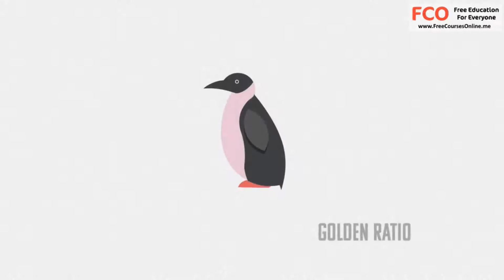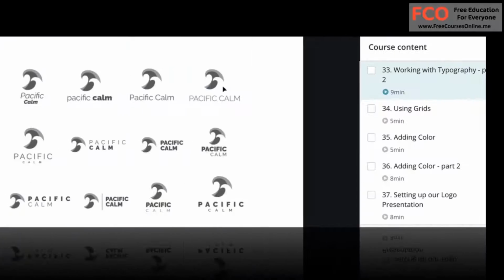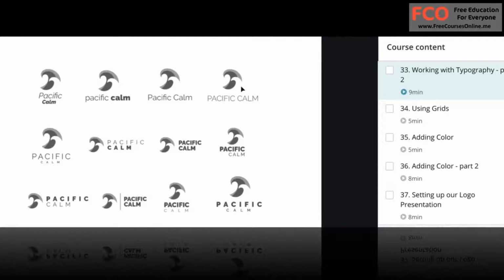The next section will get into creating our golden ratio based logo design. This one will be a bit more detailed, working with typography and color, and also crafting a final logo presentation. And lastly, we'll work on creating all the files and formats we'll need to have a complete logo package to send to clients or to have for your portfolio.